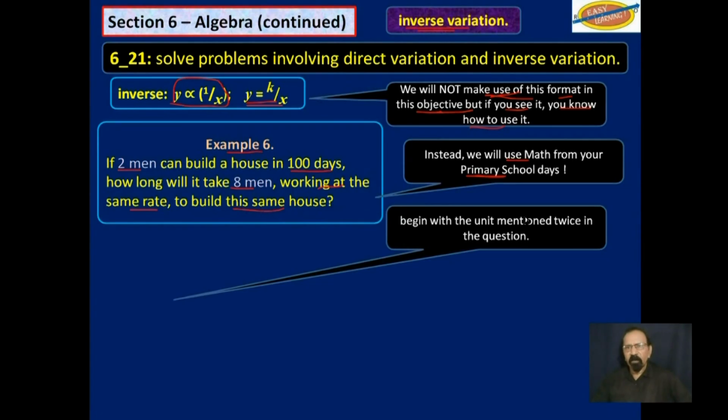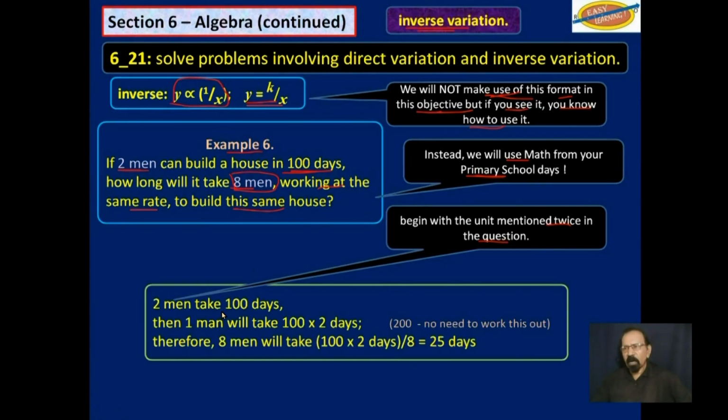So we will begin with the unit mentioned twice in the question, which is men. But we will not deal with these 8 men because we want to find how long they will take. But we know 2 men will take 100 days. So we'll begin with that. 2 men take 100 days. Now, 1 man, will he take more days or less days? He will take more days. So you multiply the 100 by 2, not divide. So now we have inverse variation, and we get 200 here. Now, if you were working that out, that k would actually work out to be 200. But you don't need to work it out because we are using this whole expression down here.